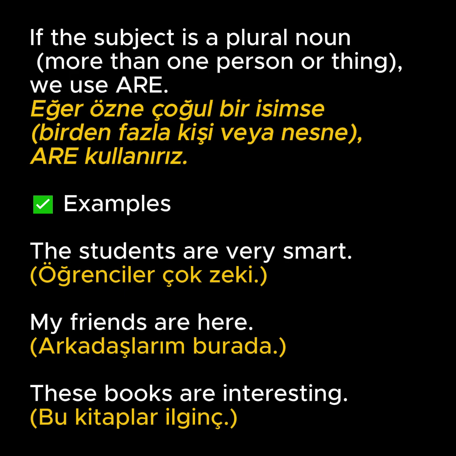If the subject is a plural noun, more than one person or thing, we use are. Let's look at these examples. The students are very smart. My friends are here. These books are interesting.